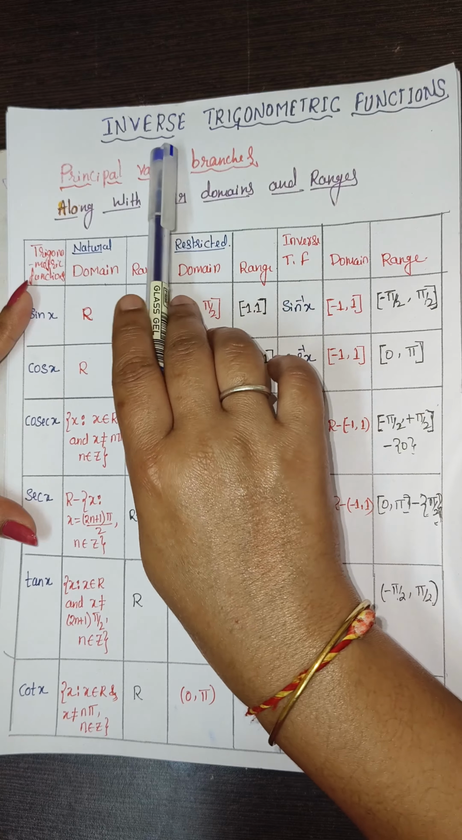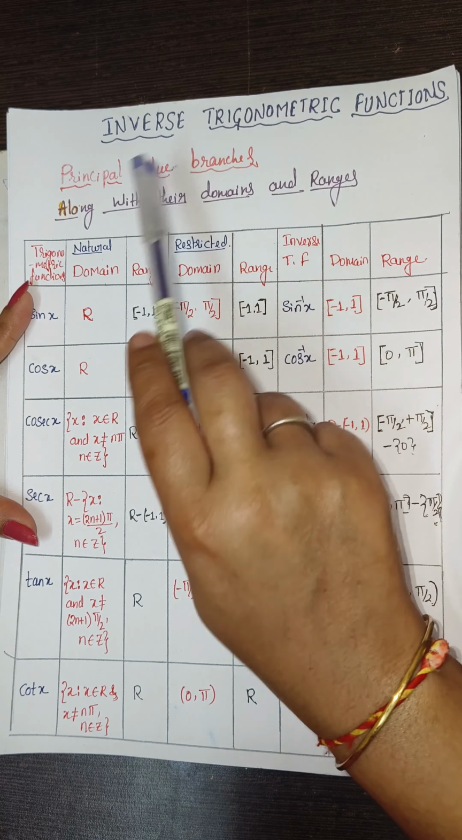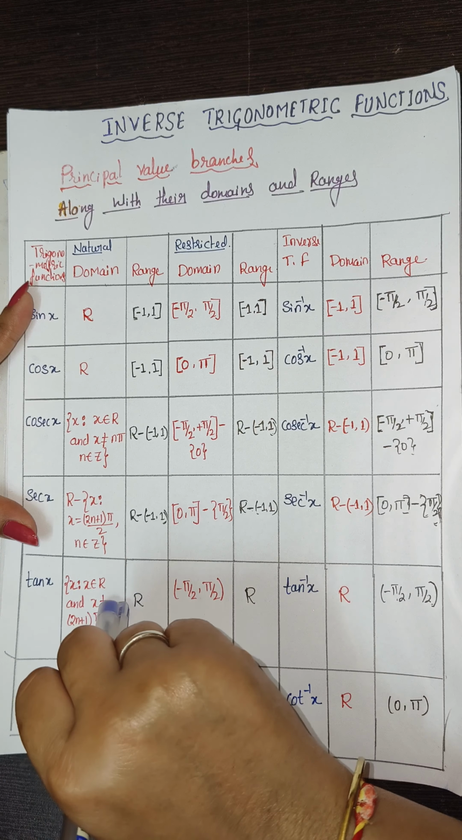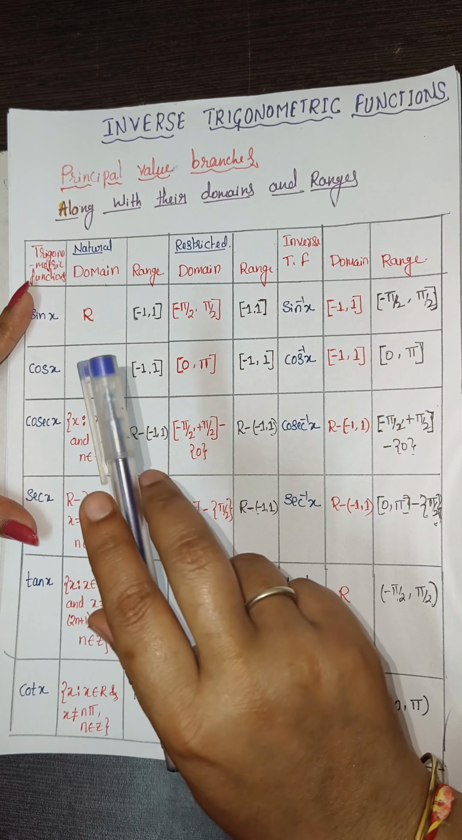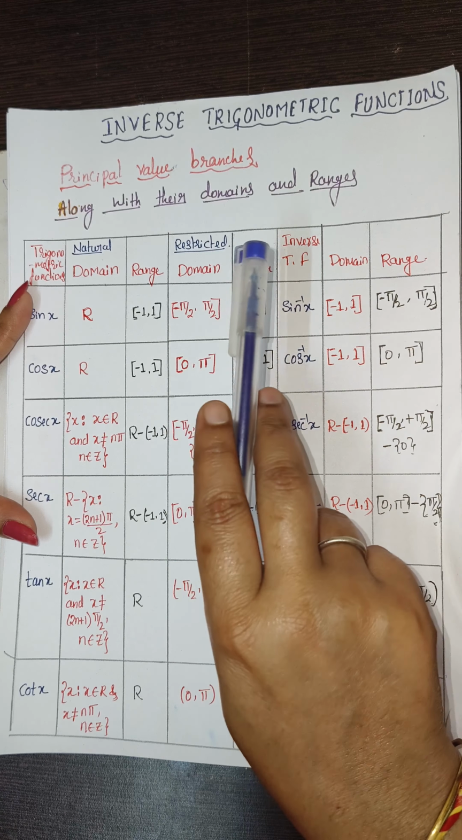The word inverse, you already heard in the previous chapter, relations and functions. Trigonometric functions are also functions only. An inverse exists only if the function is bijective. Bijective means one-one and onto. Then only the inverse will exist. In this video we are studying the inverse trigonometric function.